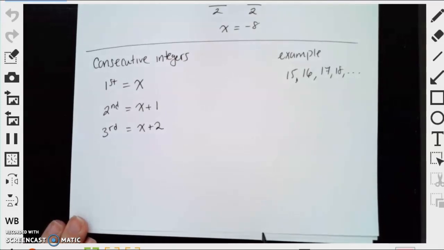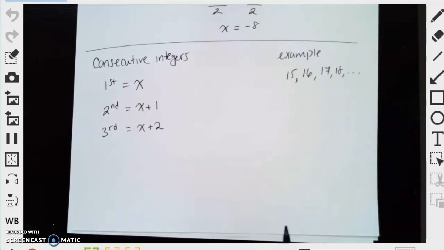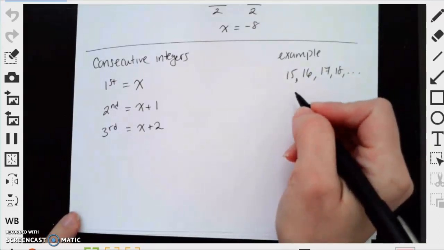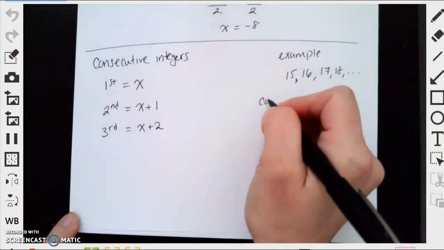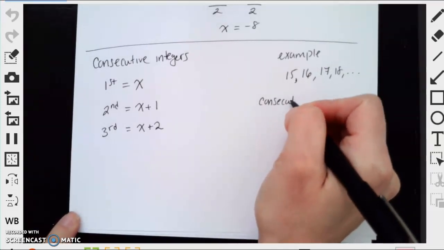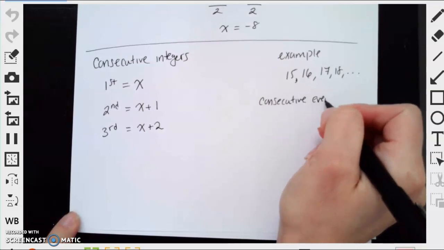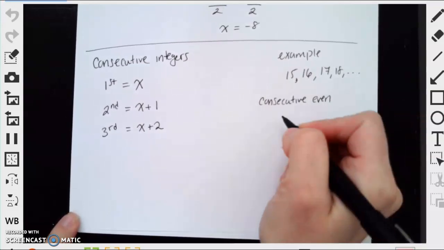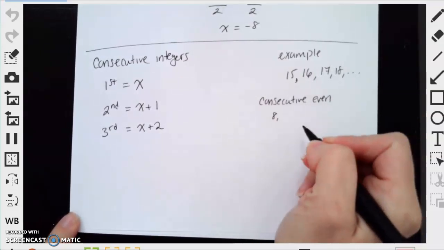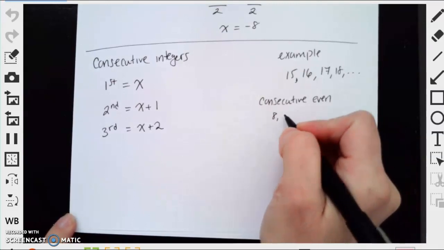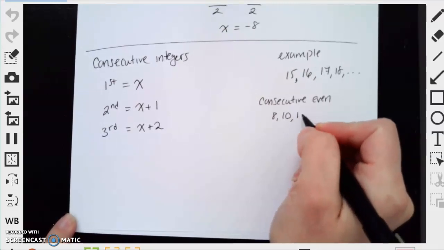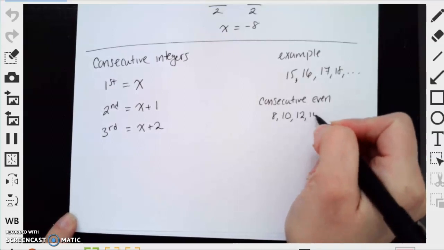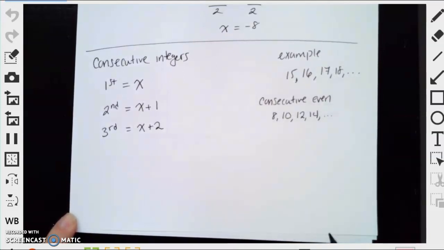Now what we might also see is a question asking for consecutive even or consecutive odd integers. So let's take a look at an example of consecutive even integers. I'm going to start with an even integer. Let's say I start with 8. The next even integer after 8 would be 10, and then I would have 12, 14, and so forth.